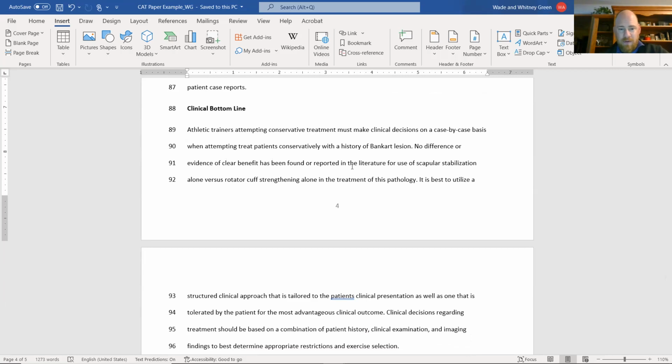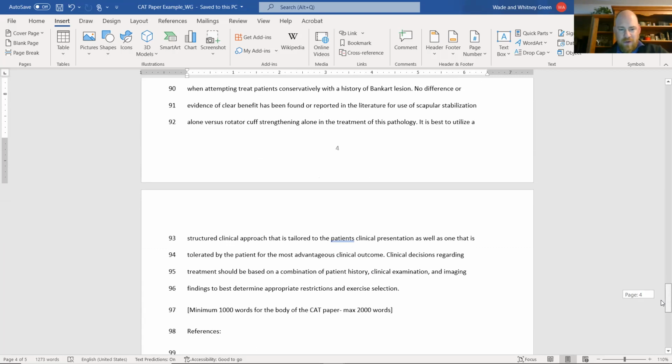No difference or evidence of clear benefit has been found or reported in the literature for use of scapular stabilization alone versus rotator cuff strengthening alone in the treatment of this pathology. It's best to utilize a structured clinical approach that is tailored to the patient's clinical presentation, as well as one that is tolerated by the patient for the most advantageous clinical outcome. Clinical decisions regarding treatment should be based on a combination of patient history, clinical examination, and imaging findings to best determine appropriate restrictions and exercise selection.